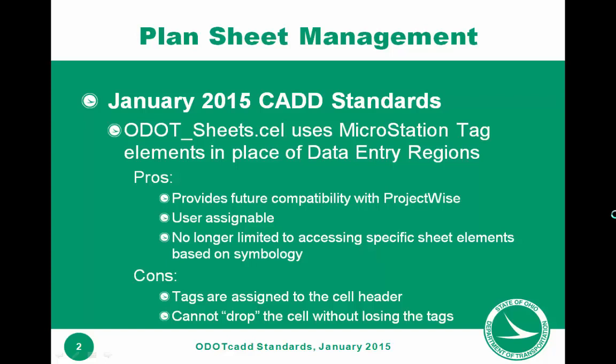The cons to this are the tags are assigned to the cell header. So when I place a sheet cell, those tags are part of the cell. They are not part of the individual elements that make up the cell. So if I drop the cell, I will lose the tags. And that's a definite con and something that we'll have to work with and find ways to manage as we move forward with this.